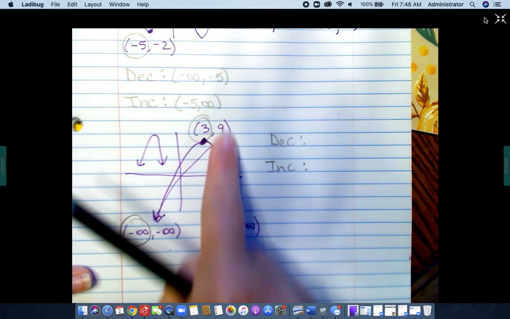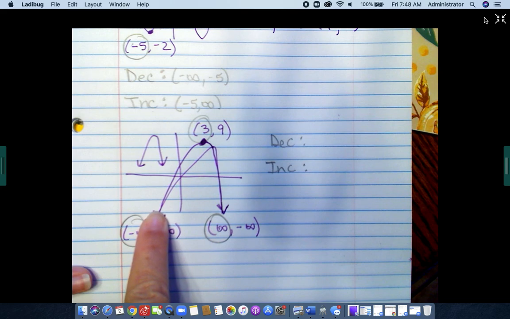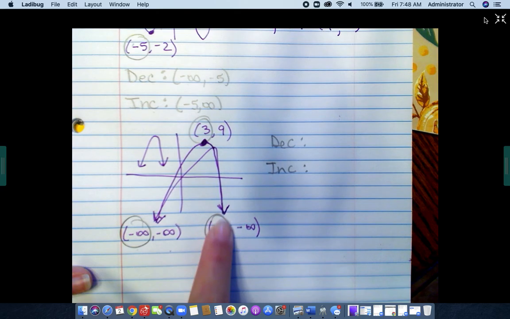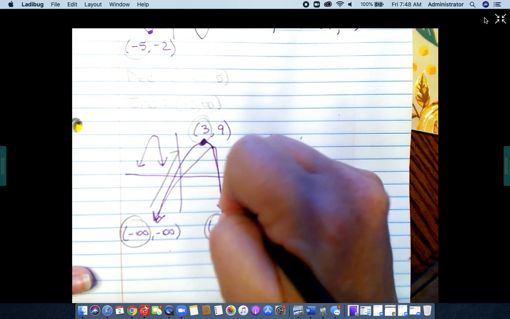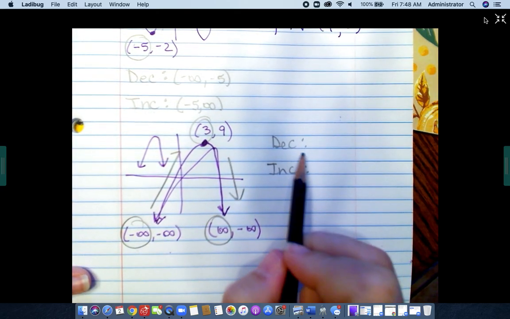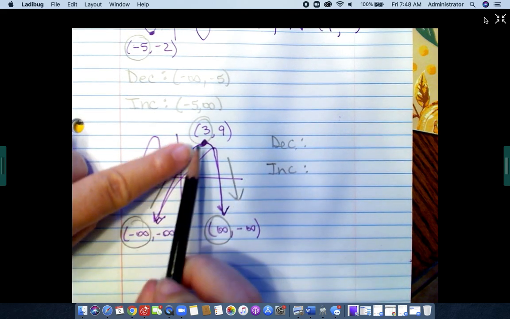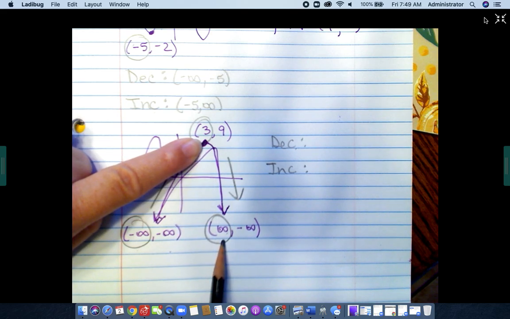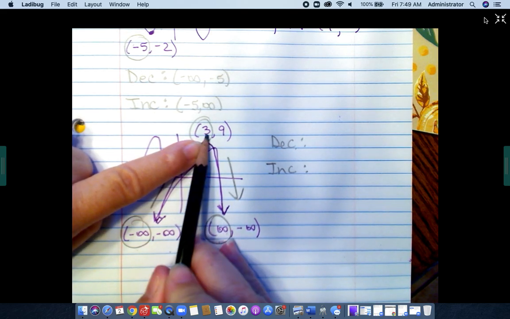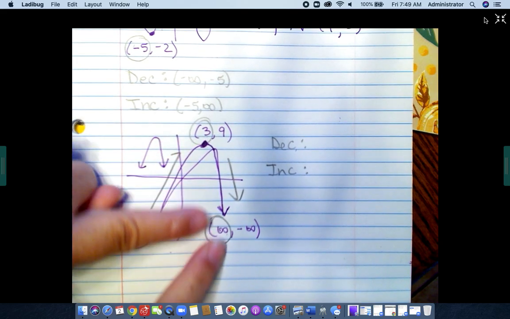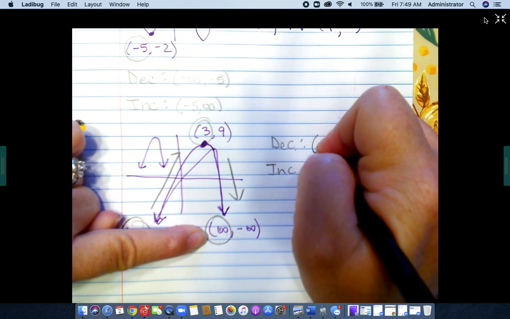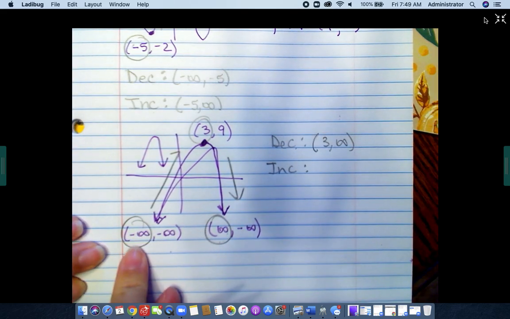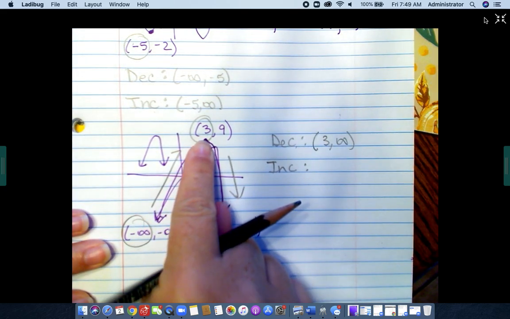So what does it do first? Again, trace it from left to right. If I start on the left arrow, I have to go up before I can go down. So that means I am increasing, then decreasing. If I'm finding the decreasing interval, it's decreasing from lowest to highest value. Don't say it decreases bottom to top. It decreases from 3 to x values of positive infinity. And we always use parentheses around these every single time. It increases from negative infinity to 3.